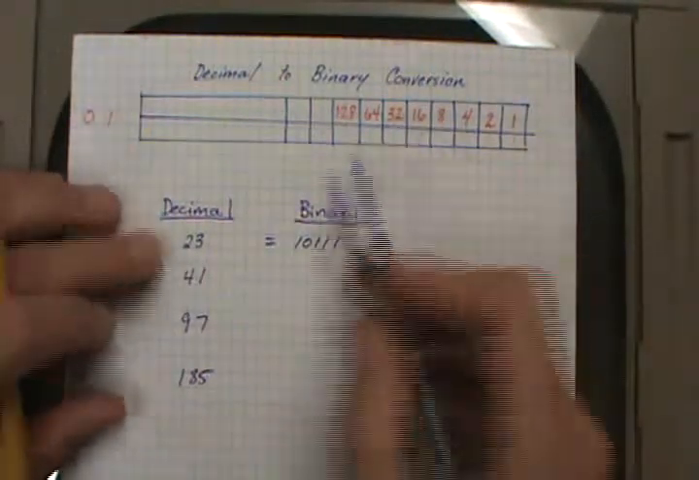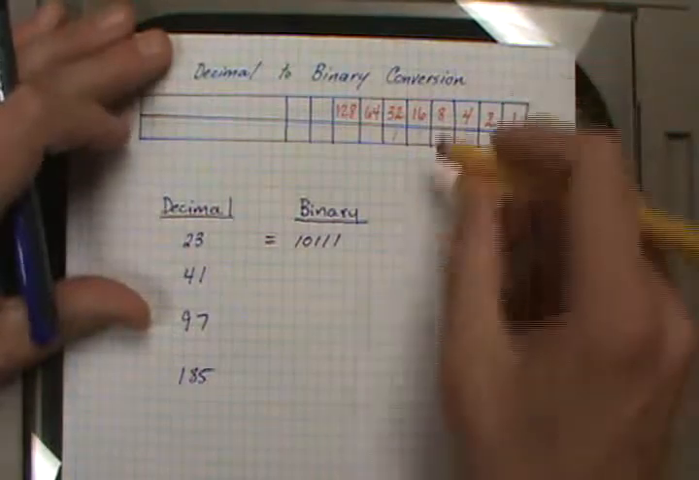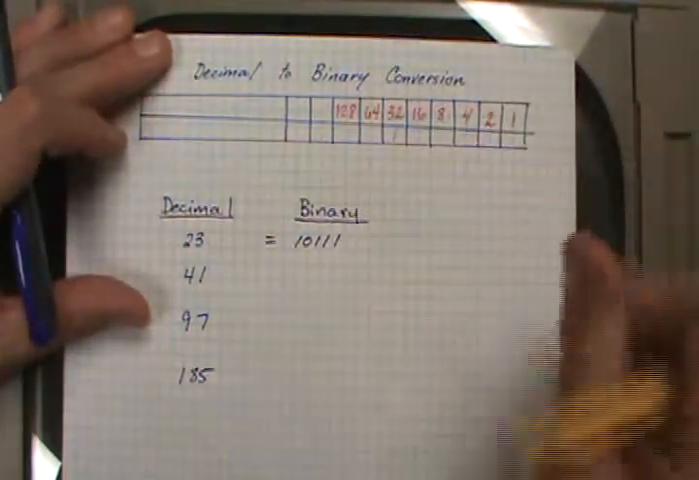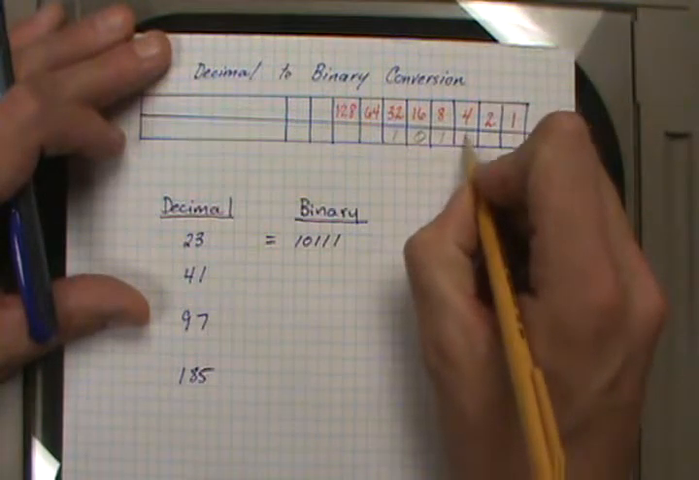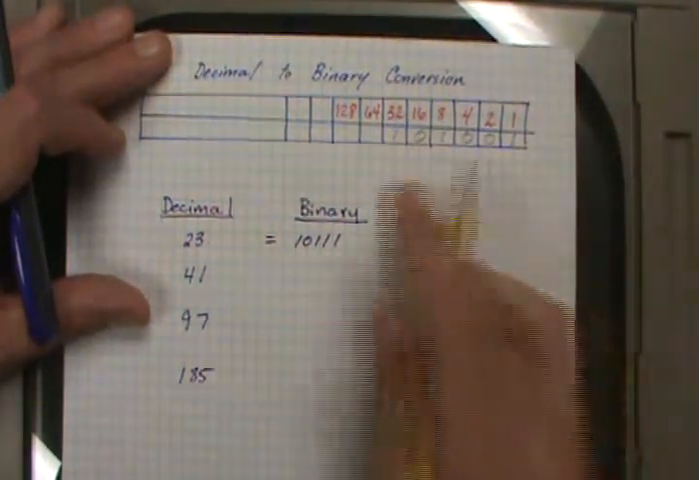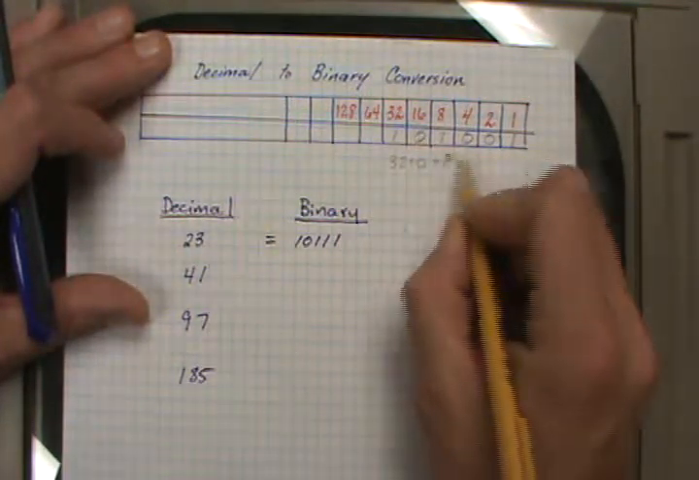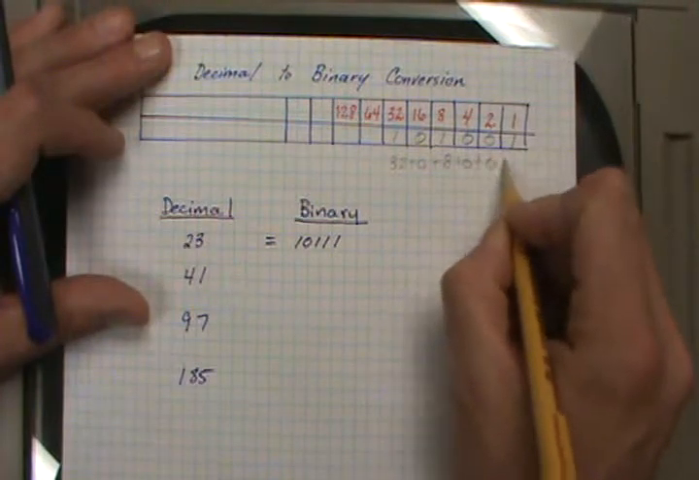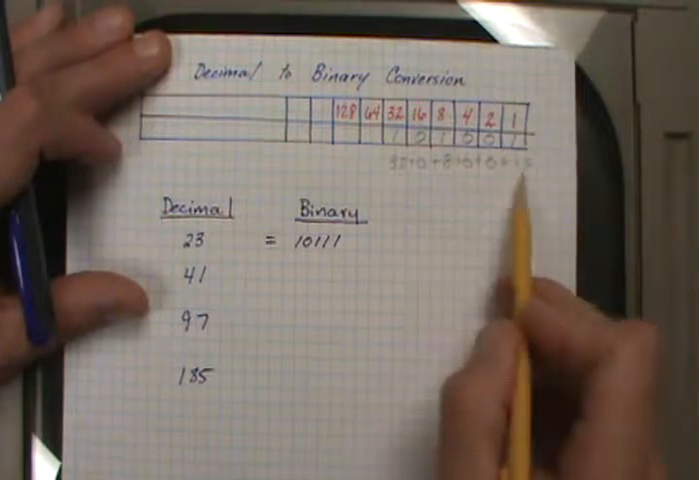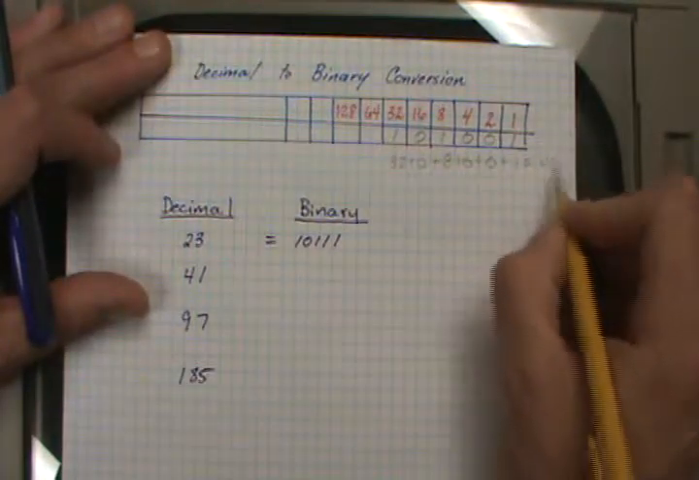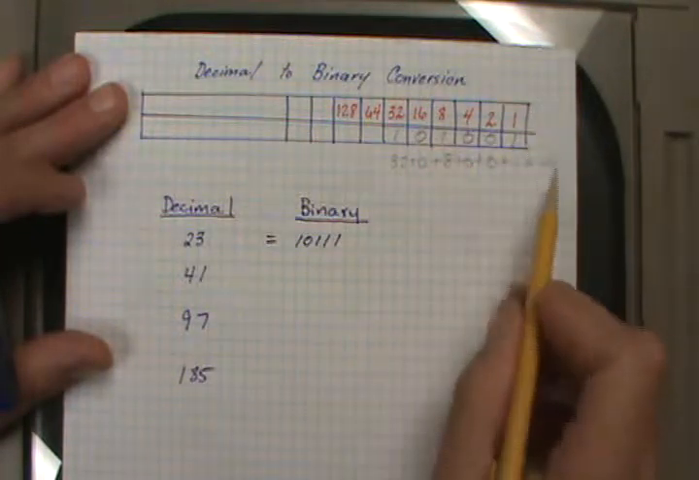Alright, so let's look at 41, find the biggest number. We know that we can get 32 in there. So it looks like we have 9 left. So we get 8, which gives us 1 left. 0, 0, and 1. So let's see if that's going to work. 32 plus 0 plus 8 plus 0 plus 0 plus 1. That's 32 plus 8 equals 40 plus 1 equals 41. So we know 1, 0, 1, 0, 0, 1 equals 41.